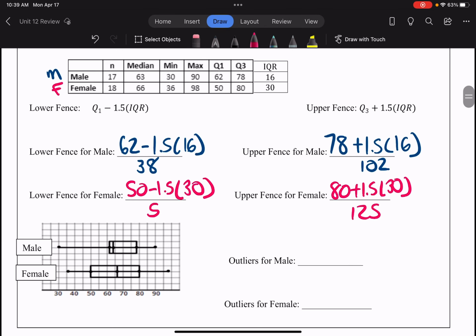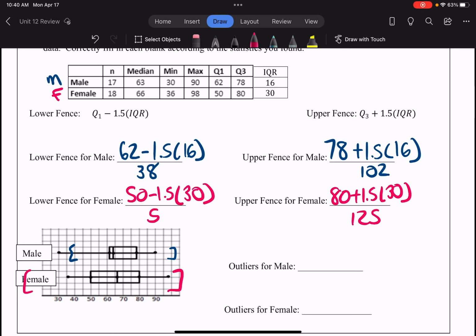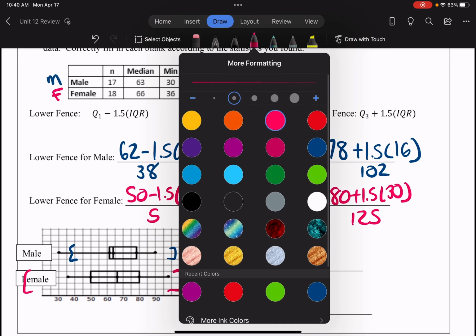So let's look at this. I'm going to go ahead and put these fences on my box plots down here. So my male data, I've got a lower fence at 38, and I've got an upper fence at 102, somewhere like that. Then for my female data, I've got a lower fence way back at 5, and upper fence at 125. So it's asking me, do we have any outliers? And just looking at the minimums and maximums, our minimum for the males is 30. So this lies above the lower fence. That's not an outlier. The maximum for males is 90, and this lies below the upper fence, so no outliers there. So I'm going to put none.